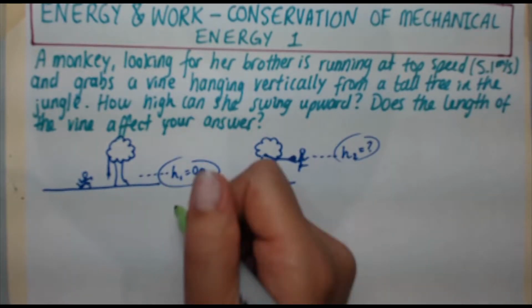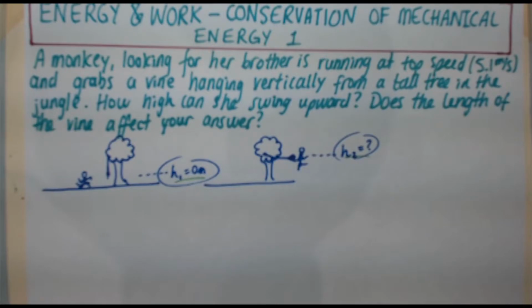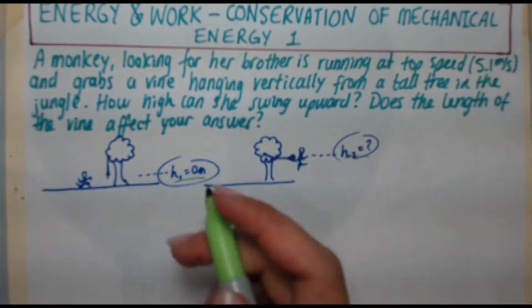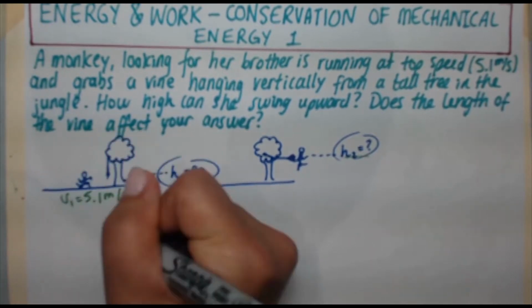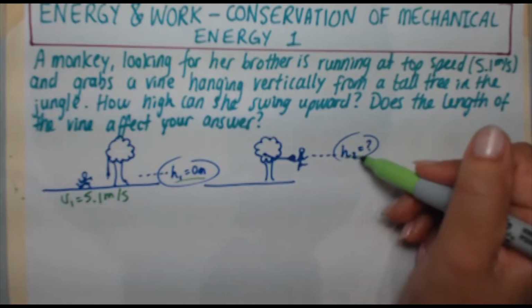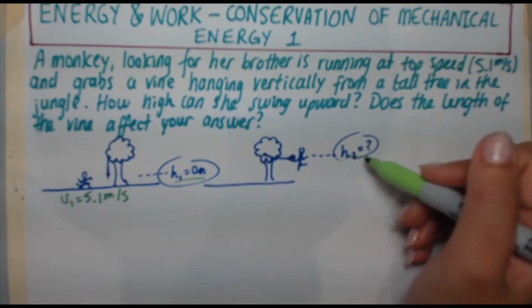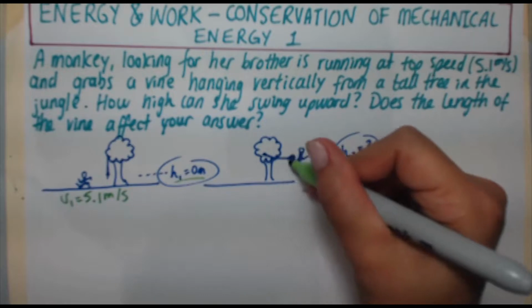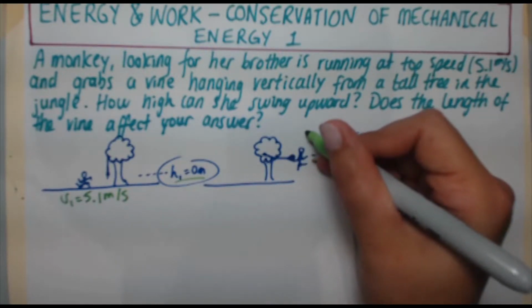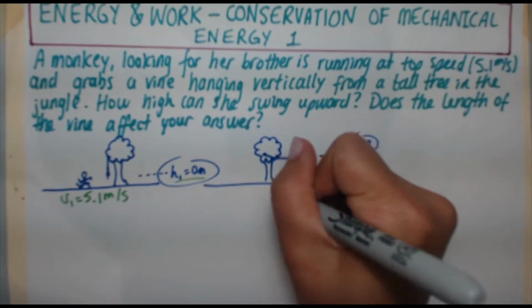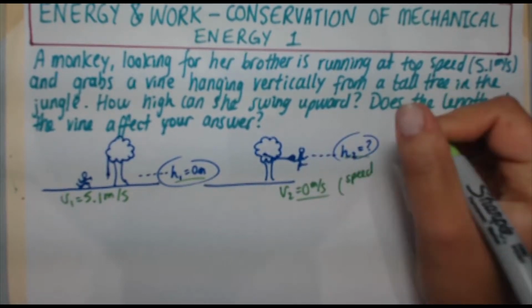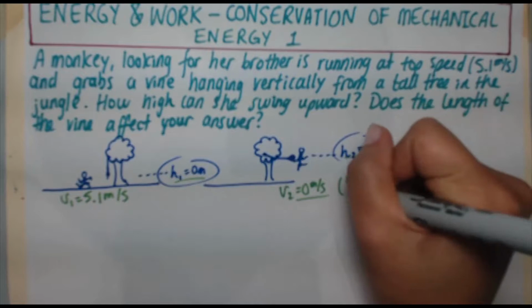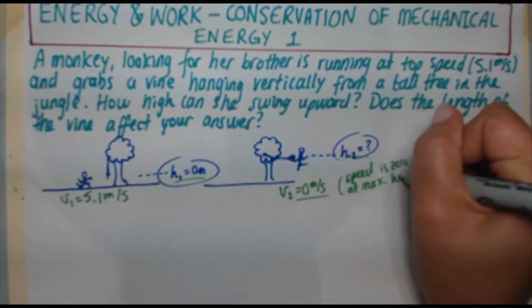Another piece of information we have in addition to the heights is the speed. Initially the monkey's running at 5.1 meters per second, so V1 equals 5.1 meters per second. And here's the thing, although they don't tell you the speed here, the maximum height is achieved when the speed is 0, because you go up, your speed gets slower, slower, slower due to gravity, becomes 0 for an instant, and then starts increasing as you go back down. So we can actually say V2 is equal to 0 meters per second. And if you want, just make a note on your sheets: speed is 0 at the maximum height.